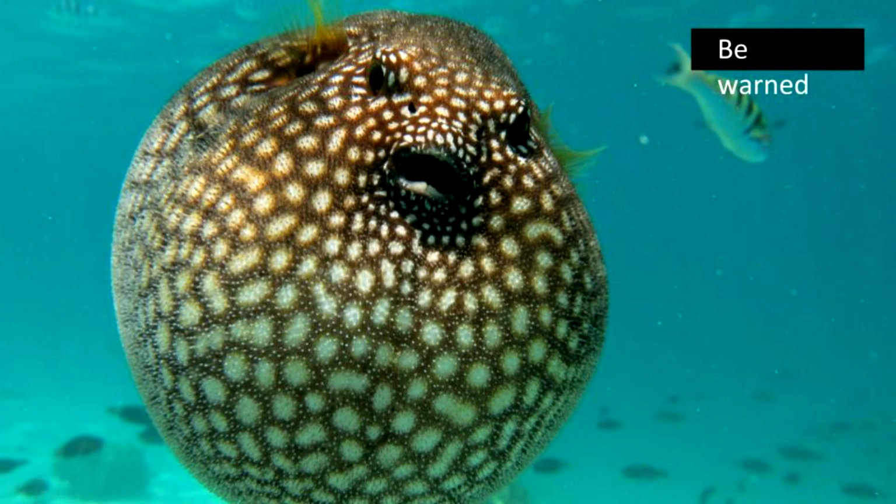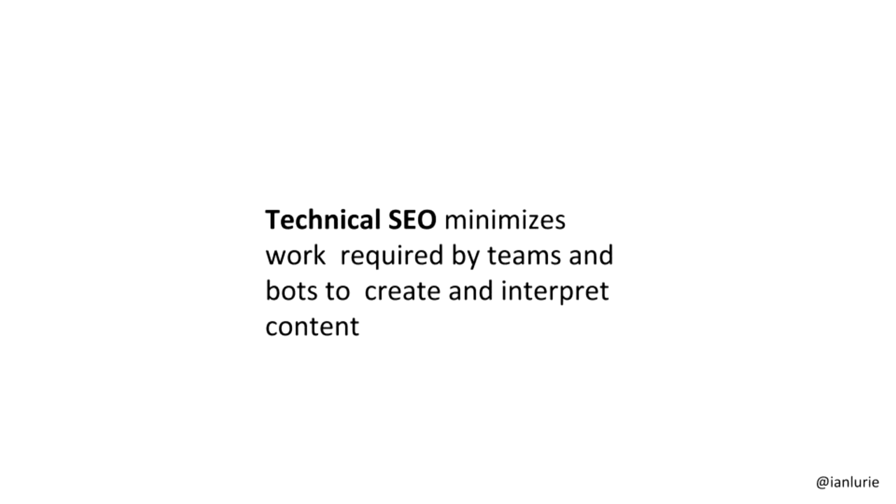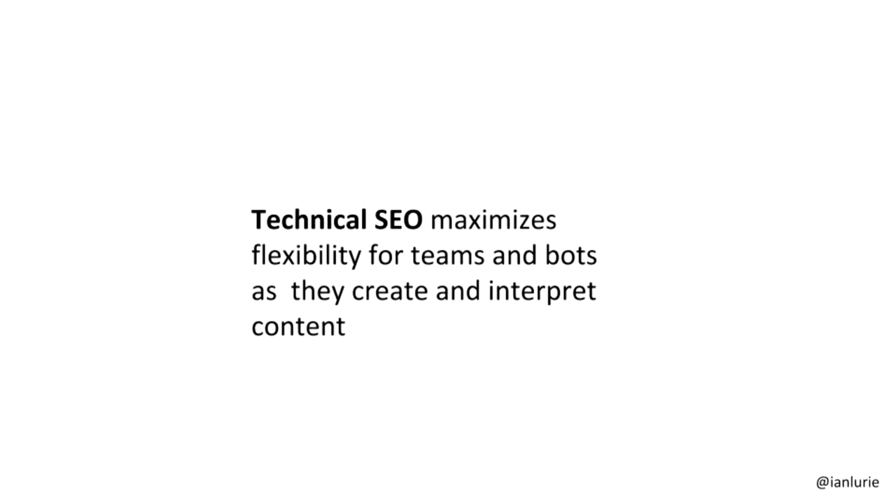So what I tried to do is stick to an outline and give you the tools so that you can then run with it. So the first thing to understand is the 2 basic principles here. Technical SEO minimizes the work required by teams and bots to create and interpret content. So on the one hand, it minimizes work, right? It's trying to make it easier for teams and crawlers to do what they need to do with their content. On the other hand, it's supposed to maximize flexibility when they try to create or interpret that content. That's all going to make more sense in a minute.